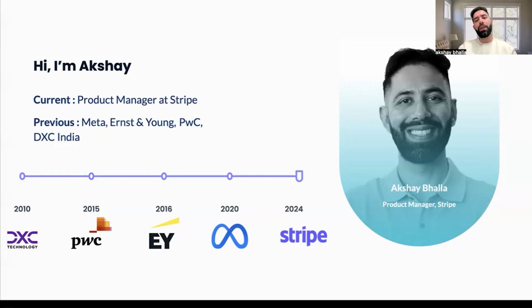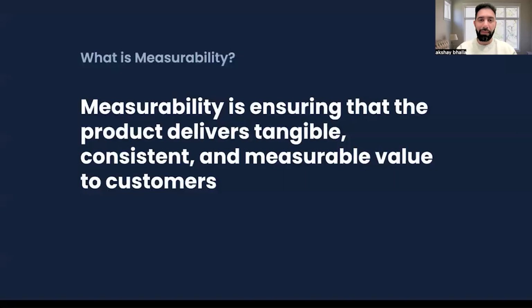Now, let's talk about how you can master the art of measurability for your products. Let's start by understanding what measurability means in a product context first. Measurability, as I define it, is ensuring that the product delivers tangible, consistent, and measurable value to our customers. It really isn't about what product teams can learn or improve, but more about making sure that our customers are getting the value that we have promised to them.